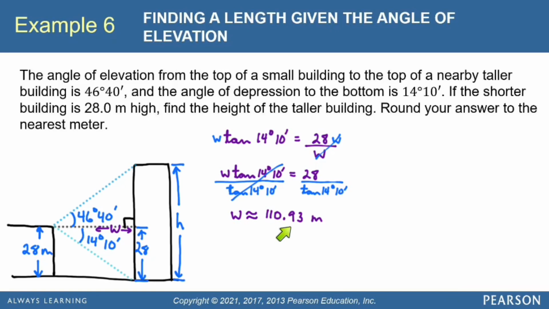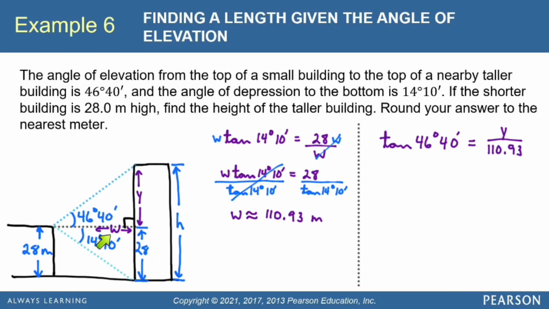Okay, so I've got 110.93 here. And if you can leave that number on your calculator so that you don't have to round at all, even better. And now let's give a name to the vertical side of this top triangle. You could call it anything. I'm just going to call it Y. Okay, so we know W at this point, and so for this angle that's 46 degrees and 40 minutes, we know the adjacent side and we're interested in finding the opposite side. So we're going to be using the tangent function again. So let's write tangent of 46 degrees and 40 minutes equals opposite, which is Y, over adjacent, which is 110.93.